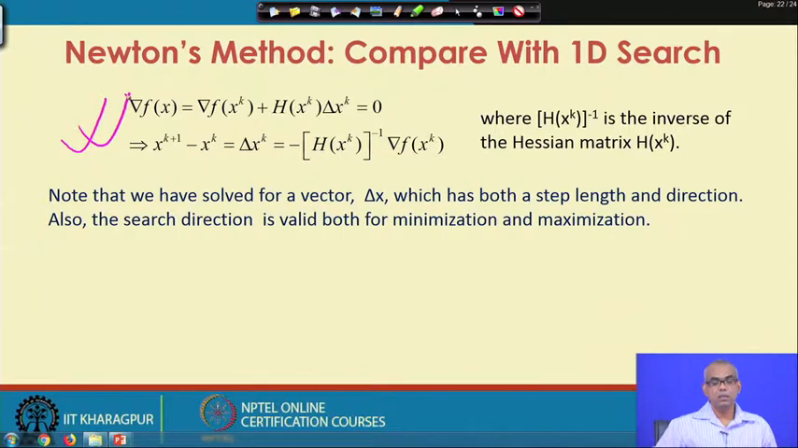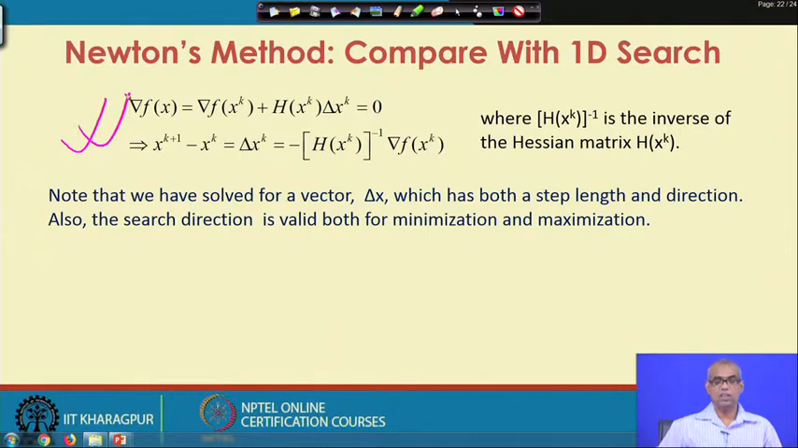Which is delta x k equal to x k plus 1 minus x k equal to minus Hessian inverse into gradient of f, both evaluated at the current point x k. Note that we have solved for a vector delta x k, which has both a step length and direction. So, delta x has both step length and direction.